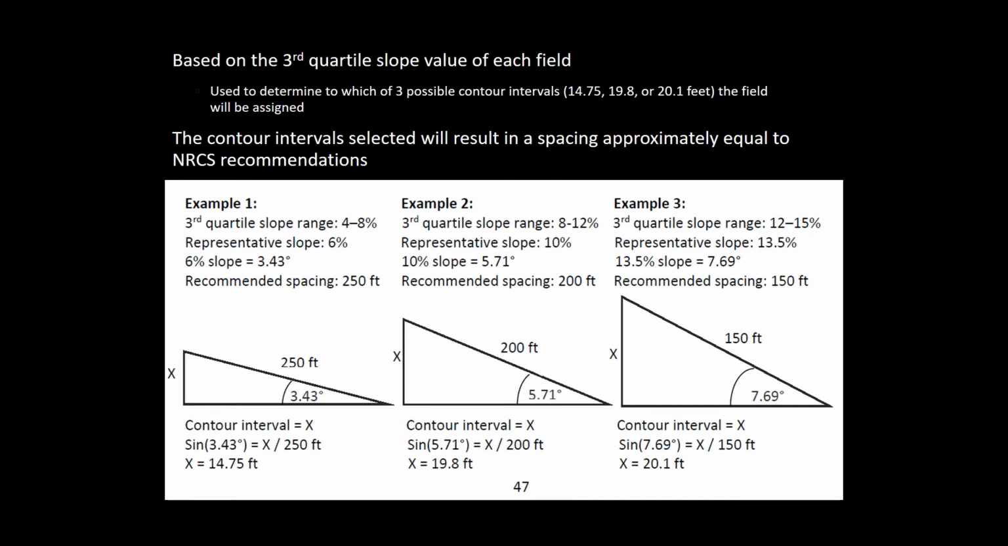By finding the third quartile slope within each field, we determine which possible contour intervals will be applied to that field. There are three options. The contour interval selected will result in a spacing approximately equal to the NRCS recommendations shown before. You can see below the math that is done to calculate the appropriate spacing for each contour buffer strip.